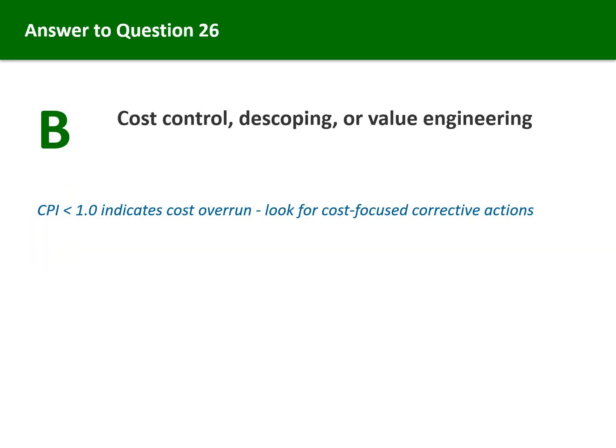The correct answer is B. A CPI of 0.75 indicates significant cost overrun, meaning you are getting only 75 cents of value per dollar spent. Appropriate corrective actions focus on cost control, tightening spending controls, removing unnecessary scope through de-scoping, or finding more cost-effective approaches through value engineering. Adding resources would increase cost further. This is an important pattern. Low CPI questions require cost-focused answers. Low SPI questions require schedule-focused answers.